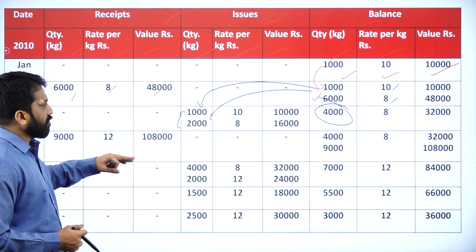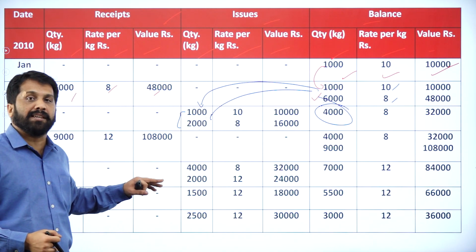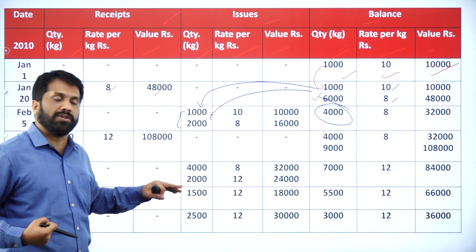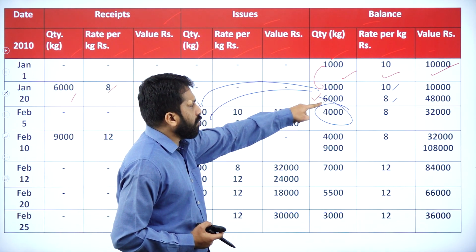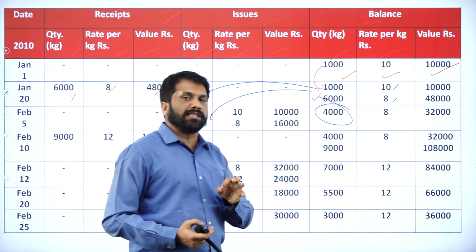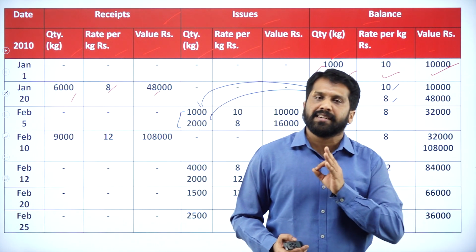Similarly, if there is a purchase, add. If there is a receipt, add. If there is an issue, minus. FIFO means we go with the first one. LIFO means we go with the last one. That is the only difference between FIFO and LIFO.